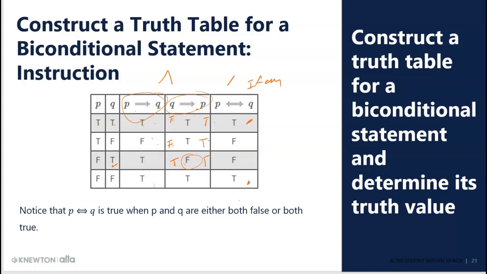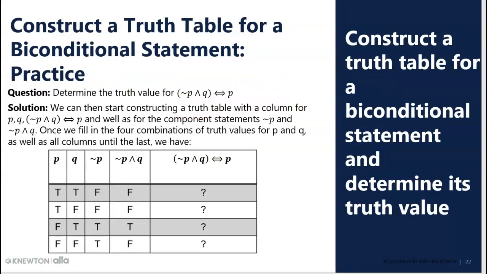Notice when P and Q have the same value, it's true. When P and Q have different values, it's false. So that is the key to know for evaluating those. And let's try one. So again, we have a compound statement.